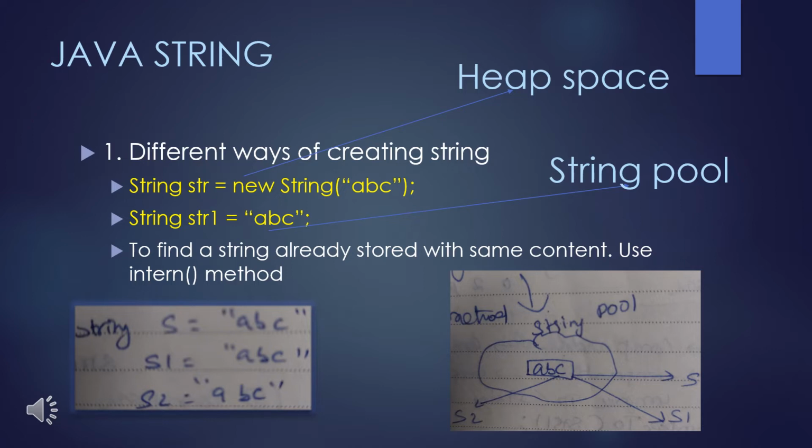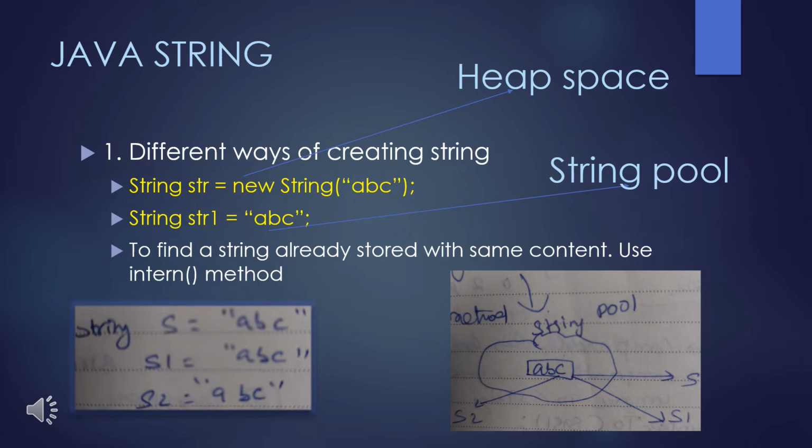So in the first line I have given String str equal to new String abc. What it will create now is a stack space, and that stack space will be stored on the heap space. Heap space means the space available in Java. All the new variables we are creating with the help of the new keyword will be stored under the heap space only.